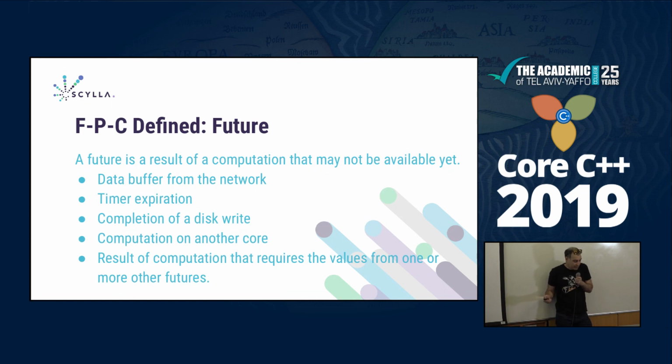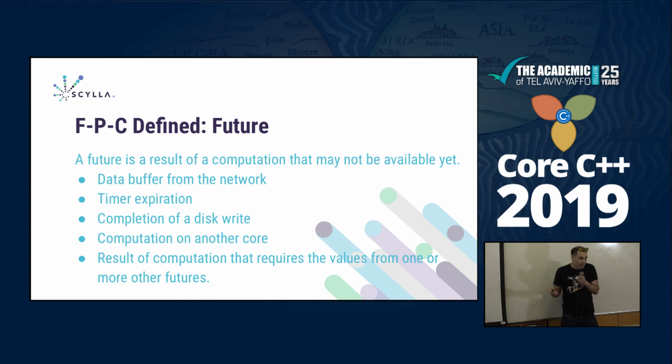So what's a future? It's a result of some computation, and in Seastar, it's even more than a computation, it's a result of I/O. So when we read from the network, we get the result as a future. If we have something that needs to execute sometime in the future, we can ask for a timer that returns a future that will become ready when the timer expires.